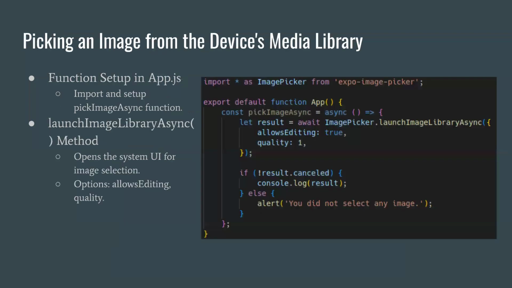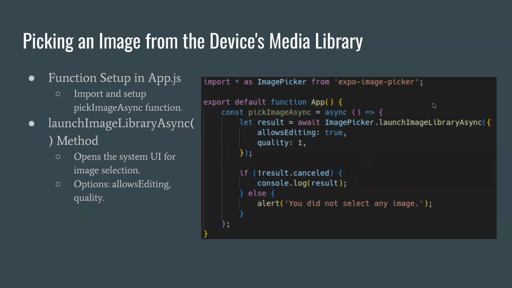So in picking an image from the device's media library, in your app.js, you would want to import the library and define a function named pickImageAsync. What this function is doing is that it will asynchronously open the device's image library and allow the user to pick an image. And this is the code snippet.